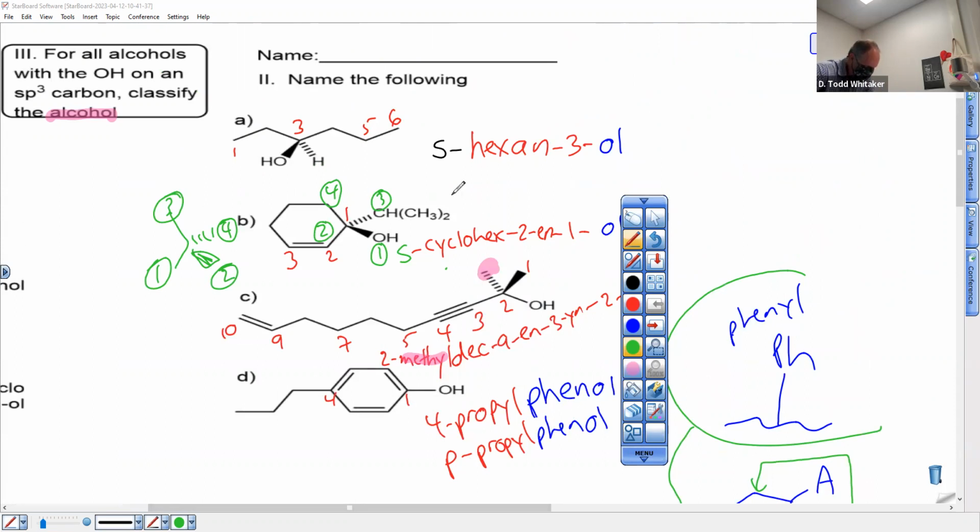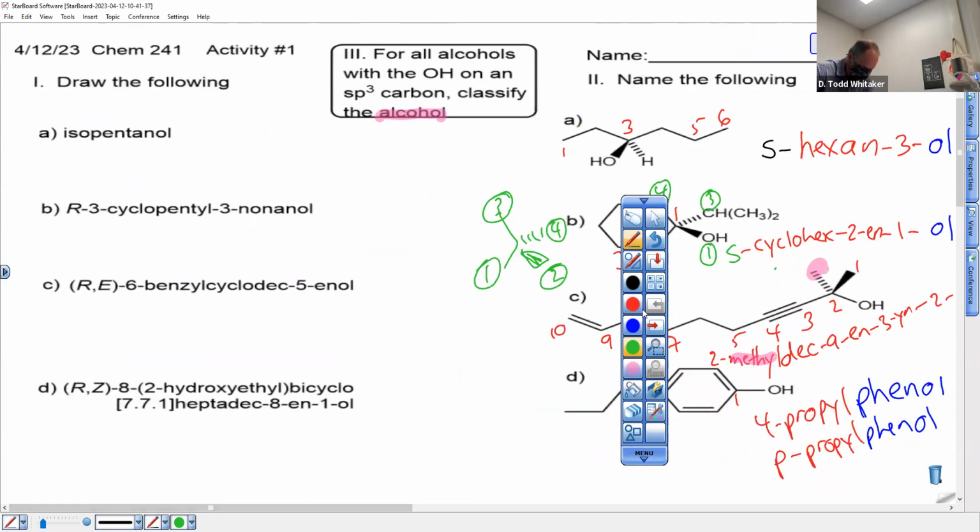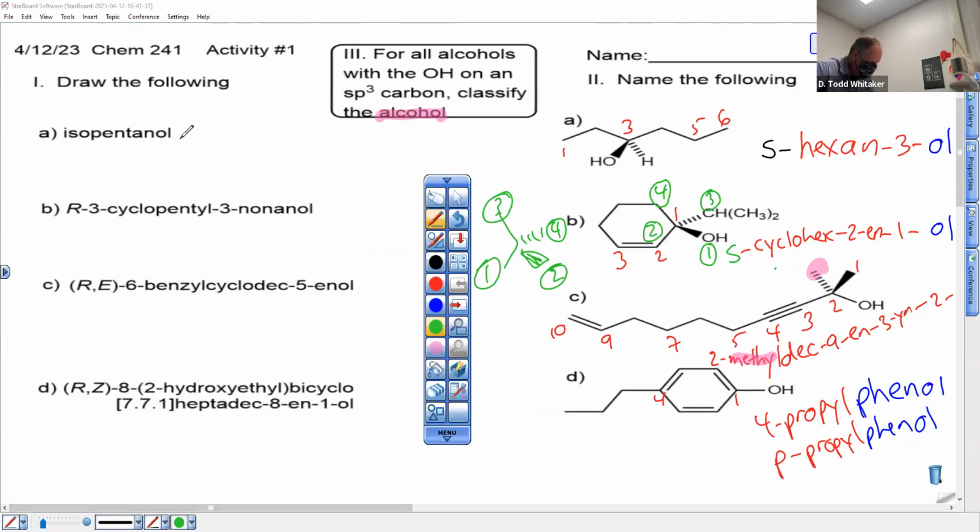So there you go. So we've named those 4. And now we're going to take a stab at drawing. Isopentanol. How do you draw isopentanol? You draw an isopentyl group. And where you would attach it to a chain, like an isopentyl group, you attach it to OH instead. So isopentanol, you got your 4 carbons in a row with a branch on the second one. And the OH is there. Isopentanol. Pretty nice.